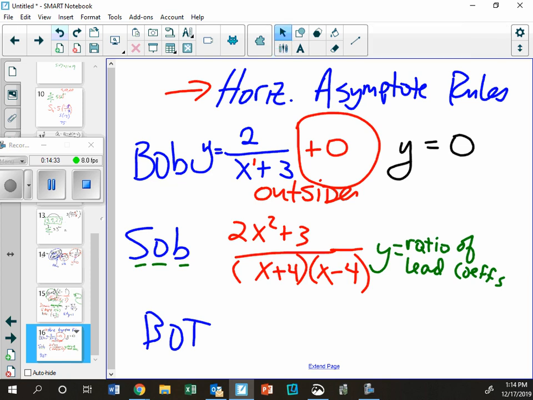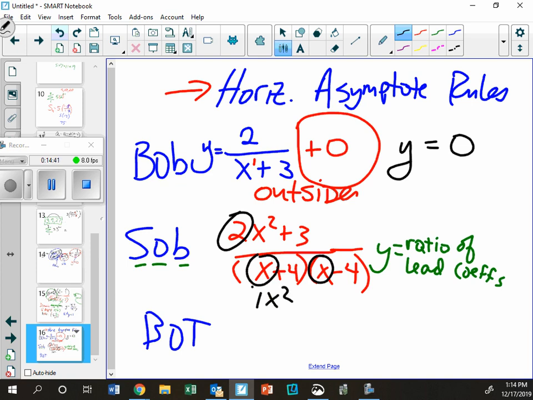Man, that seems complicated. It's not that bad. This is the lead coefficient, and then what would the lead coefficient of this one be? It would have been 1x squared, so it's a 1. So what's the answer? Y equals a ratio of the lead coefficients. 2 over 1, so y equals 2. So you're saying, Mr. Server, that the answer to that kind is always 2. No. I'm saying the answer is always a ratio of the lead coefficients. Y equals 2 is an example. The one I gave you in red there, that one would have a horizontal asymptote at y equals 2.